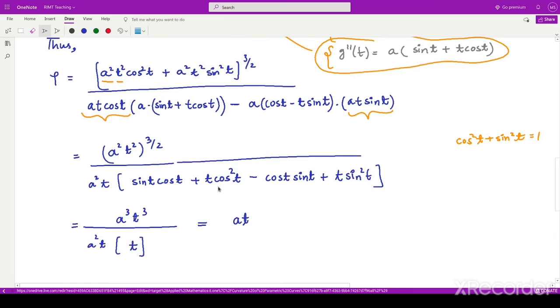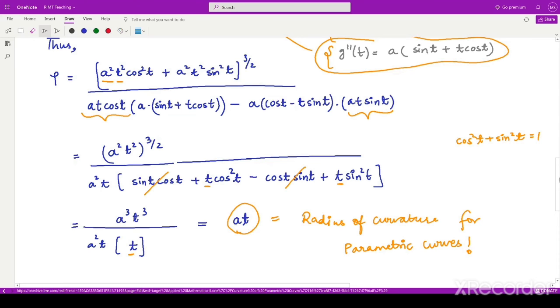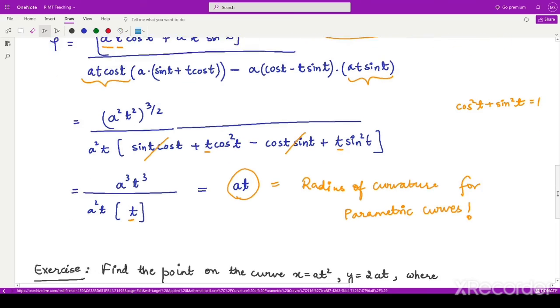From here you see, if you take t common from these two terms, you will be left with cos square t plus sine square t, which is again 1. So this is t, and this term and this term cancel with each other, so you are only left with a t. So what is this? This is your radius of curvature for parametric curves. This is the very simplest of the formulas which you can have to solve these kinds of questions.